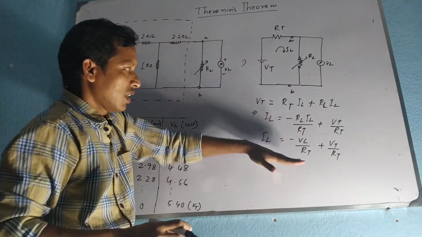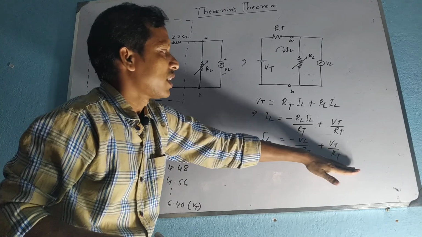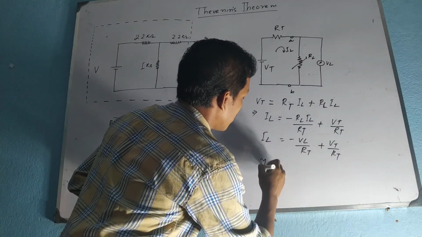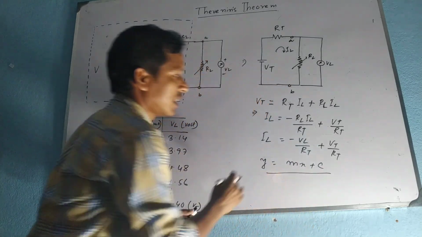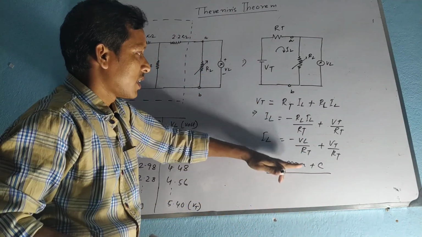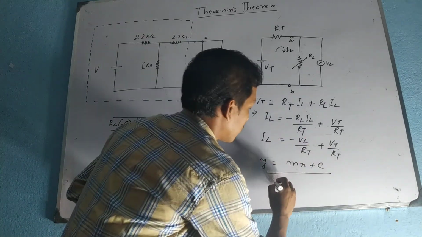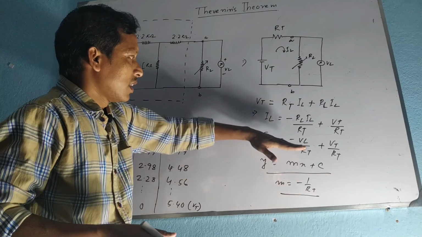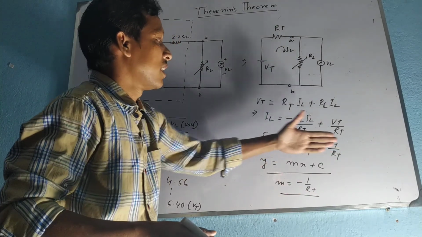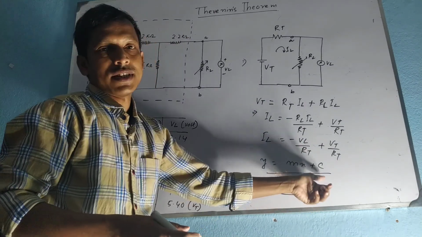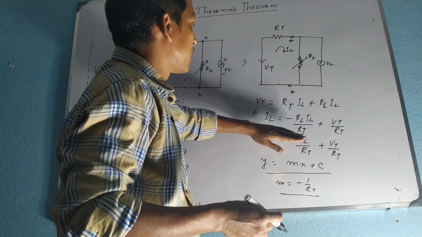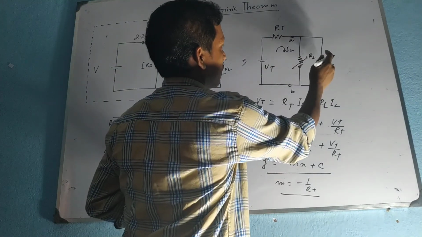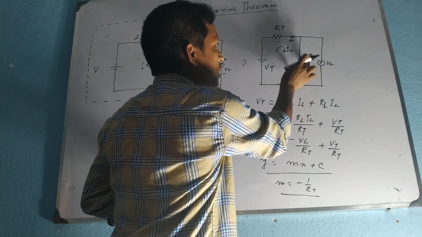This equation is the equation of a straight line, because here IL and VL are variable and this is constant. So this can be compared with the equation y equals mx plus c. If we compare, then we get the slope of the straight line. The slope is m equals minus 1 by RT, where RT is the Thevenin's resistance. That means the inverse of the slope of the line is equal to the Thevenin's resistance. So if we can calculate the slope of the straight line, then we can calculate the Thevenin's resistance.